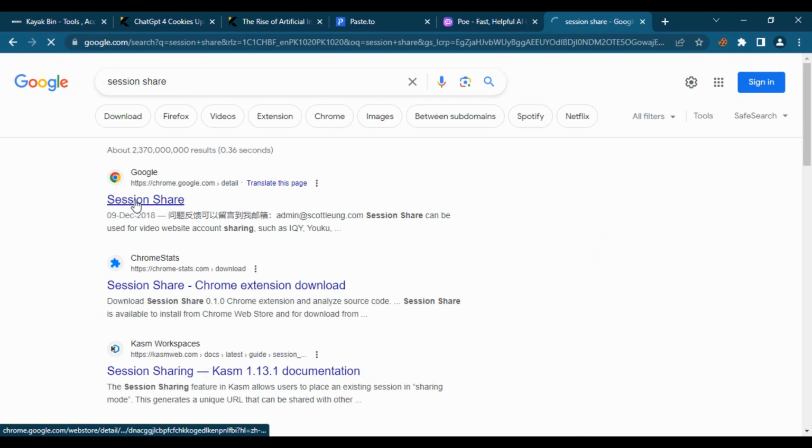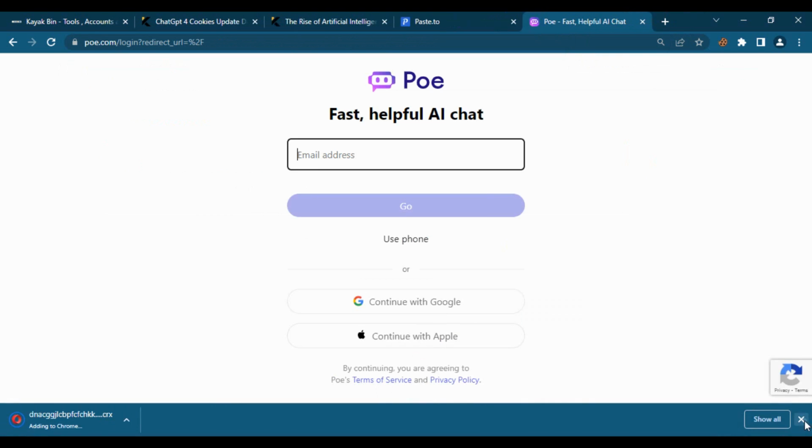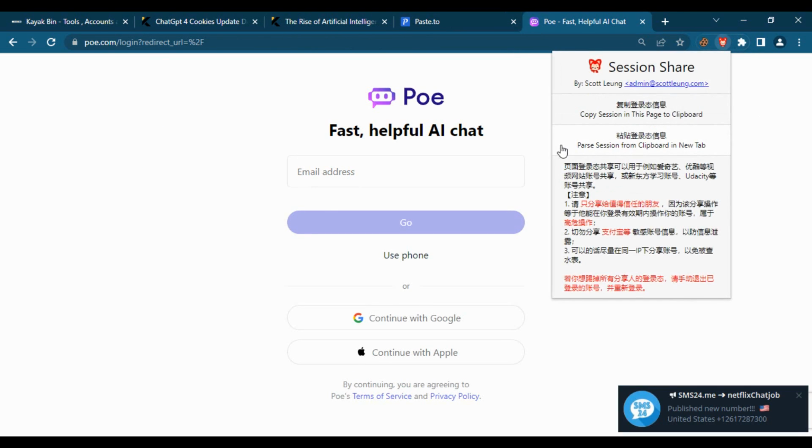Keep in mind that while this trick might save you money, it's essential to respect the terms and conditions of the AI sandbox platform you're using. Happy chatting and experimenting with the power of ChatGPT-4.